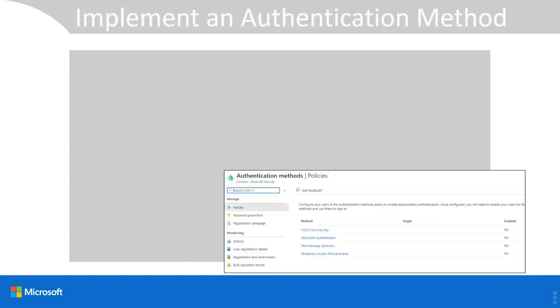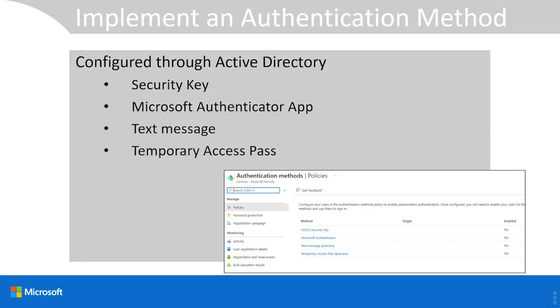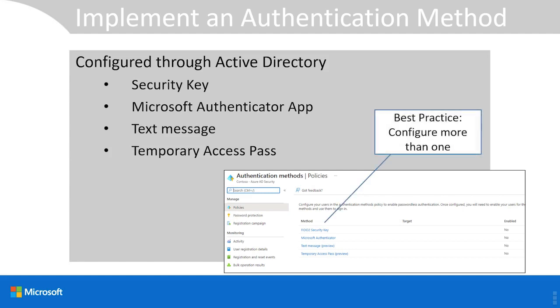In Azure AD, you can configure one or more authentication methods for scenarios where you want to require more than just a password. Your options include asking a user to provide a security key, use the Microsoft Authenticator app, enter a code that's texted to their phone, or use a temporary access pass, which is a time-limited passcode that an admin provides when a user has lost access to their primary authentication method. It's considered a best practice to configure more than one of these methods.